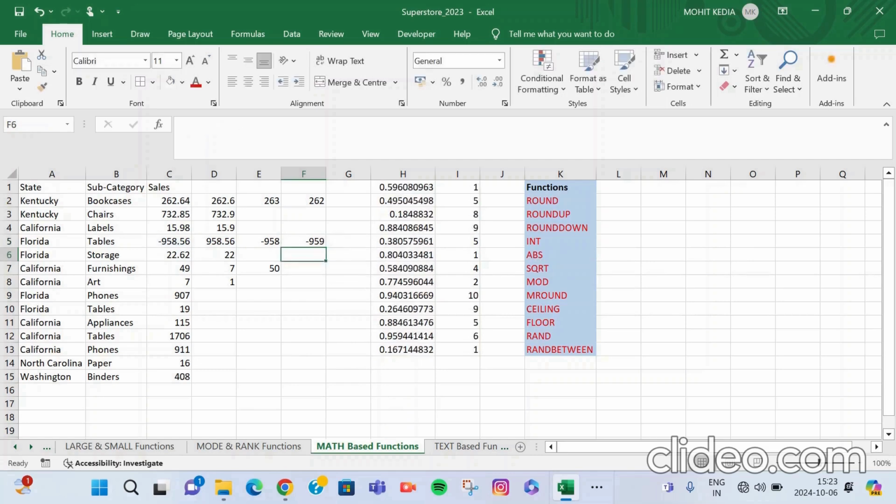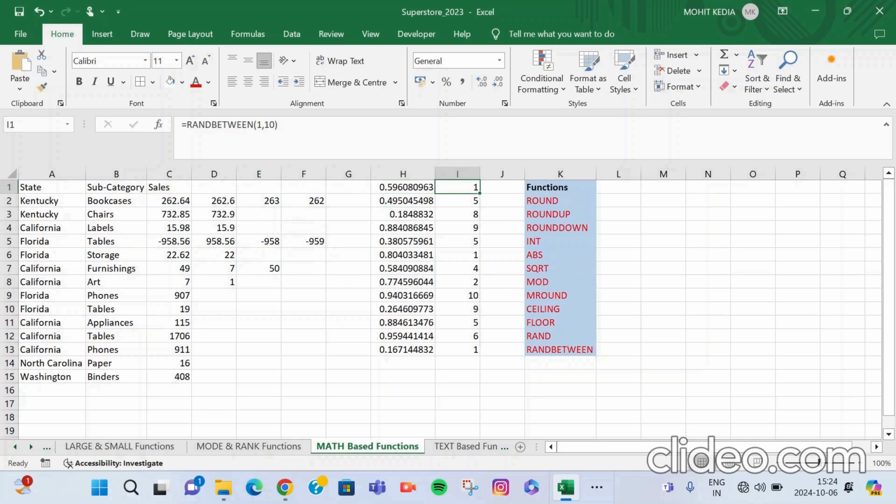So that's all about math-based functions. We saw the round function, round up function, round down function, integer function, absolute function, square root function, mod function, m round function, ceiling and floor functions, and the rand and rand between functions.